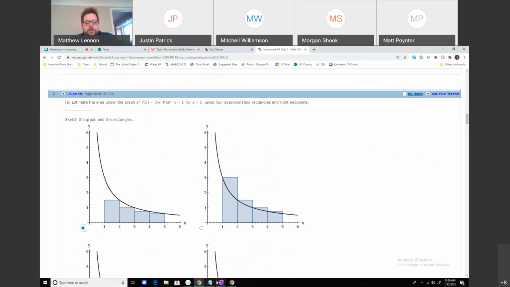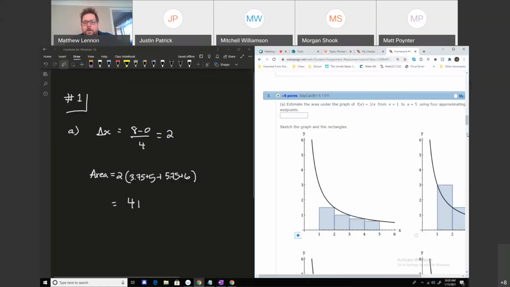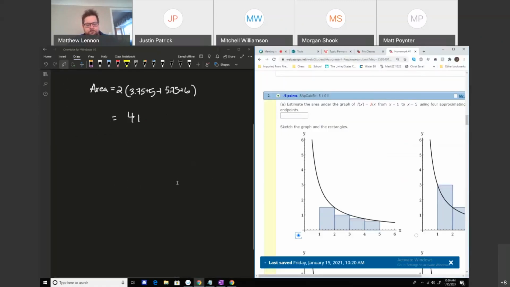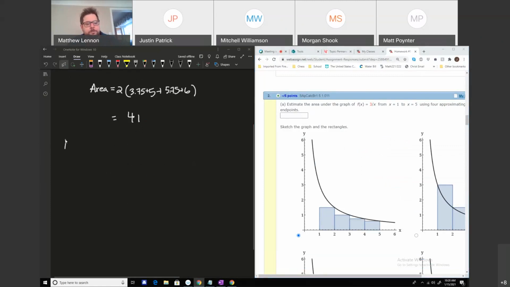Now let's go ahead and do the Riemann sum. So for number 2, our function f of x is 3 over x from x equals 1 to x equals 5. So they have the picture for us. First thing, delta x here. Delta x is 5 minus 1 over 4, which is 1.